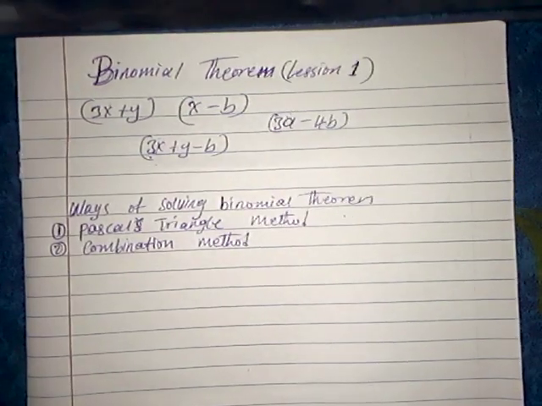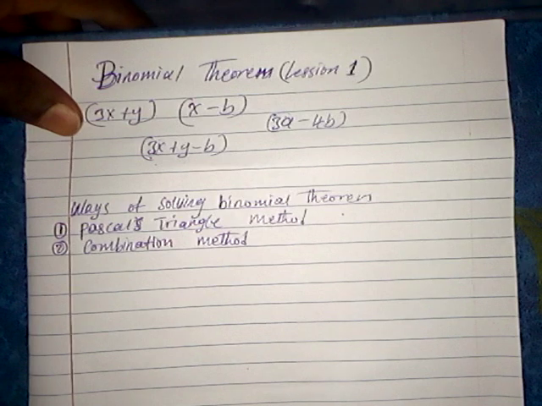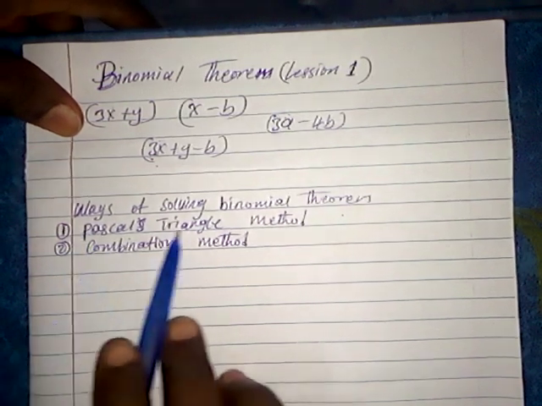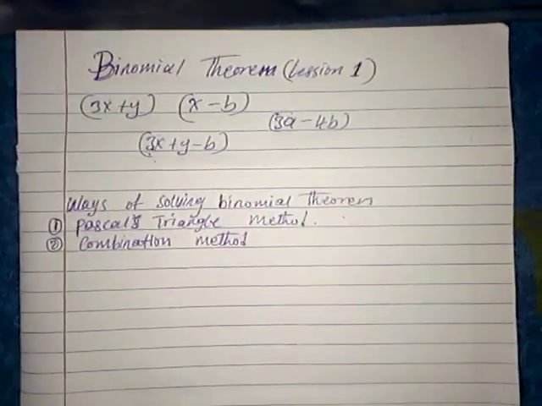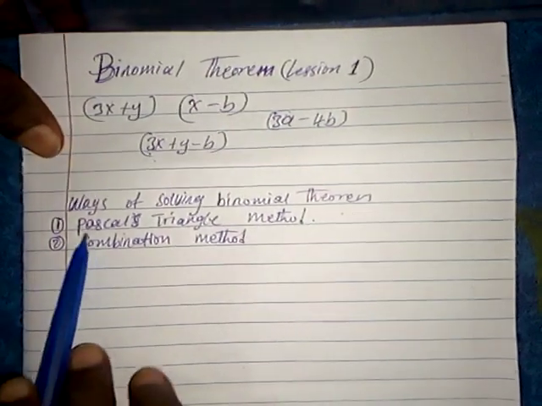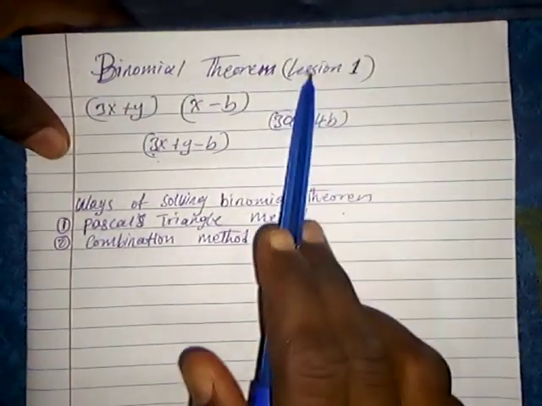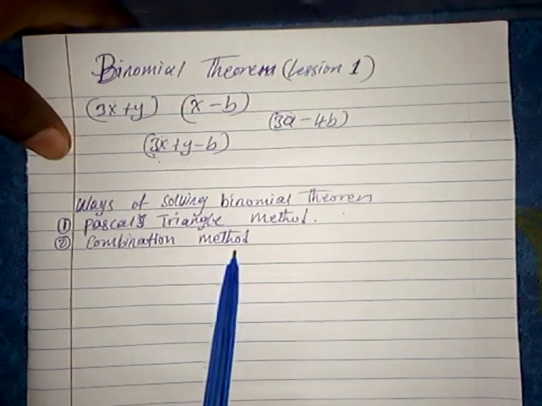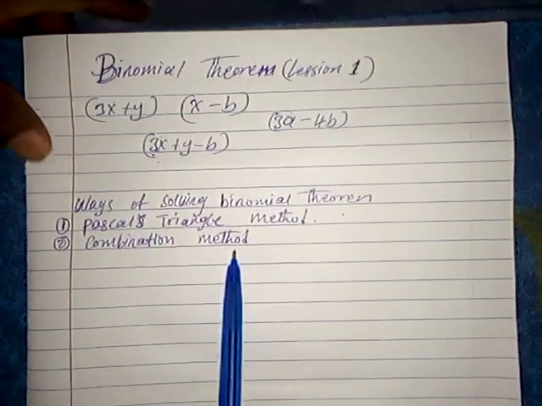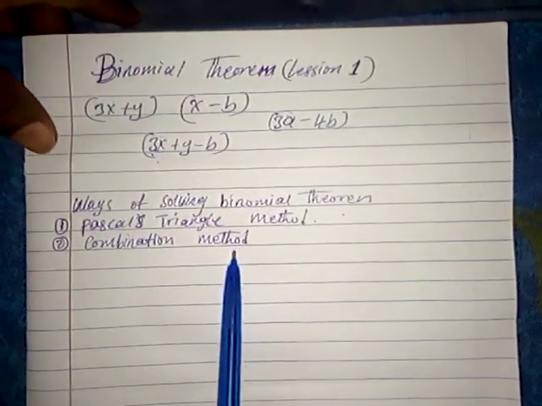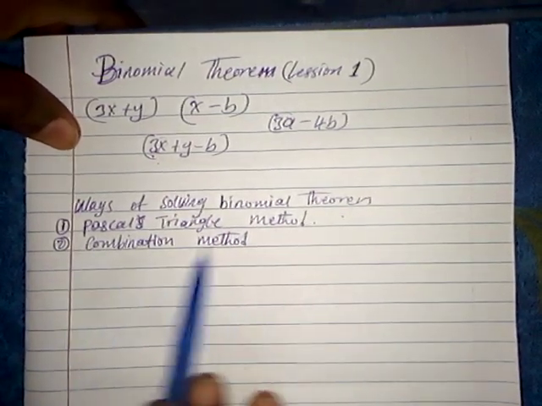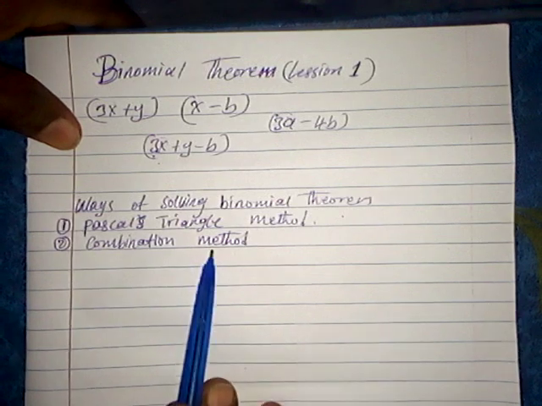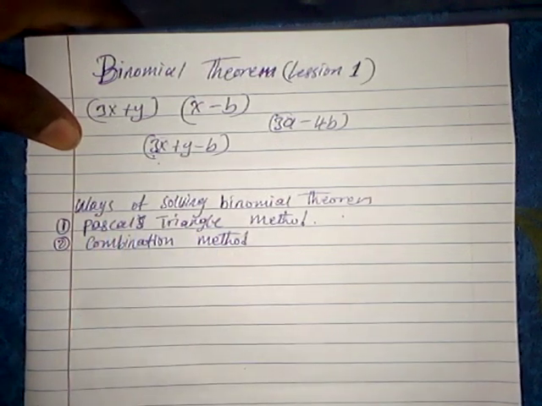Now we move to ways of solving binomial. Basically, there are two ways of solving binomial. We have the Pascal triangle method and the combination method. But for this lesson, we'll be talking about the Pascal triangle method. In the next lesson, we'll be talking about the combination method, right? Please stay with this channel and watch out for the next lesson. I'll try my best to present my materials in simplicity for the combination method. Now we proceed with the Pascal triangle method.